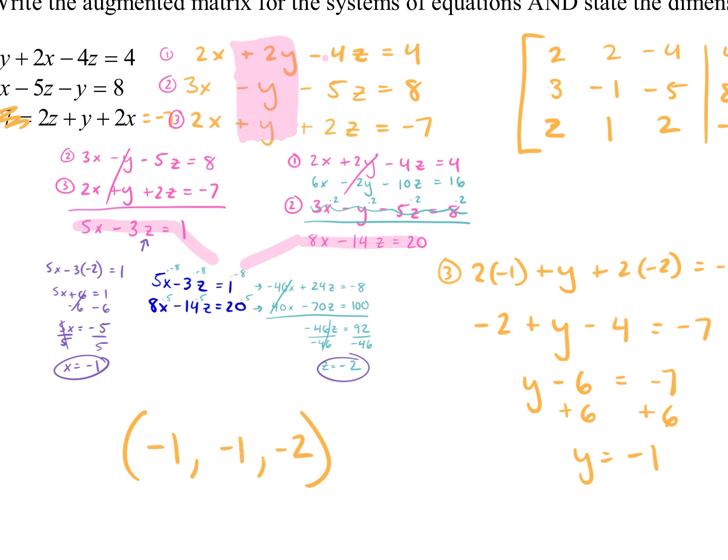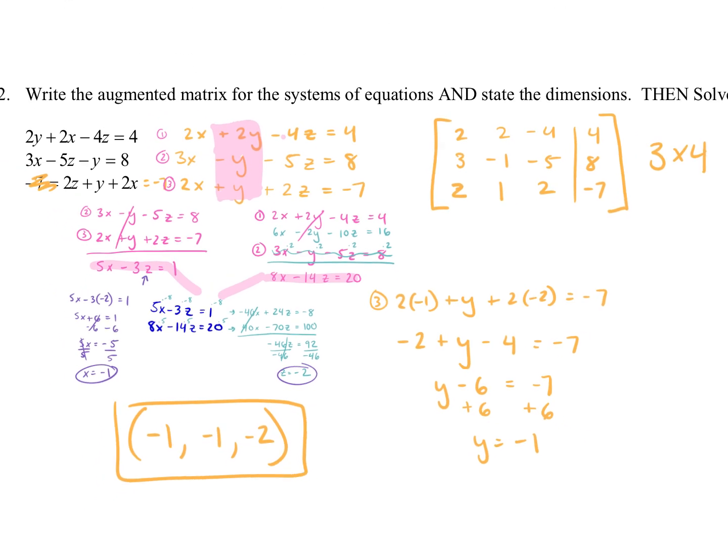How do we write our answer? Awesome. Negative 1, comma negative 1, comma negative 2. Perfect. So write it as an ordered triple. You need to write your answer as an ordered triple. People lost points on the quiz because they just gave me x equals, y equals, z equals. Remember, you have to write your answer as an ordered triple.